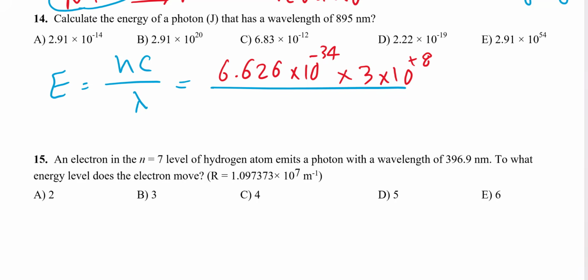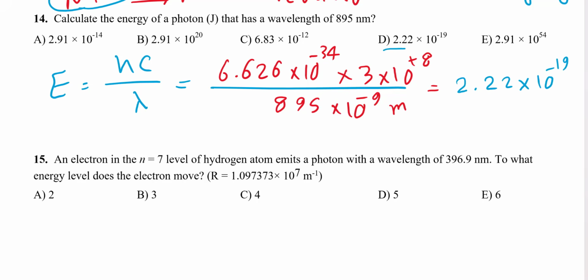And the lambda is 895, but it is in nanometers. So nano is 10 to the negative 9. The answer is equal to 2.22 times 10 to the negative 19. So D is the answer.